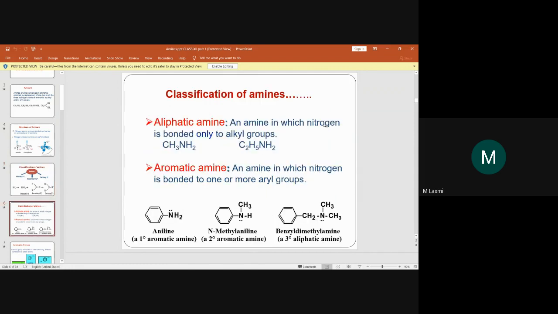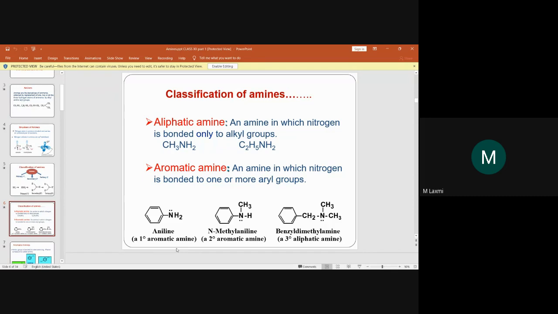The second classification is based on the type of R group. If the R group is aliphatic, like methyl, ethyl, propyl, butyl, then you'll call that amine an aliphatic amine. What is aromatic amine? Amine to which an aromatic ring is attached. This is called aromatic amine. The parent aromatic amine will be aniline, because a benzene ring attached to NH2 is aniline. Aniline is a primary aromatic amine.